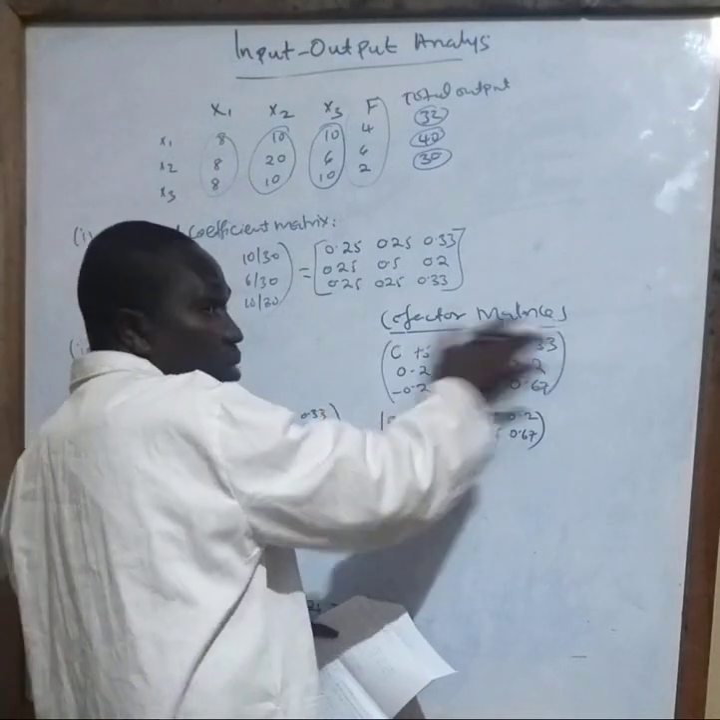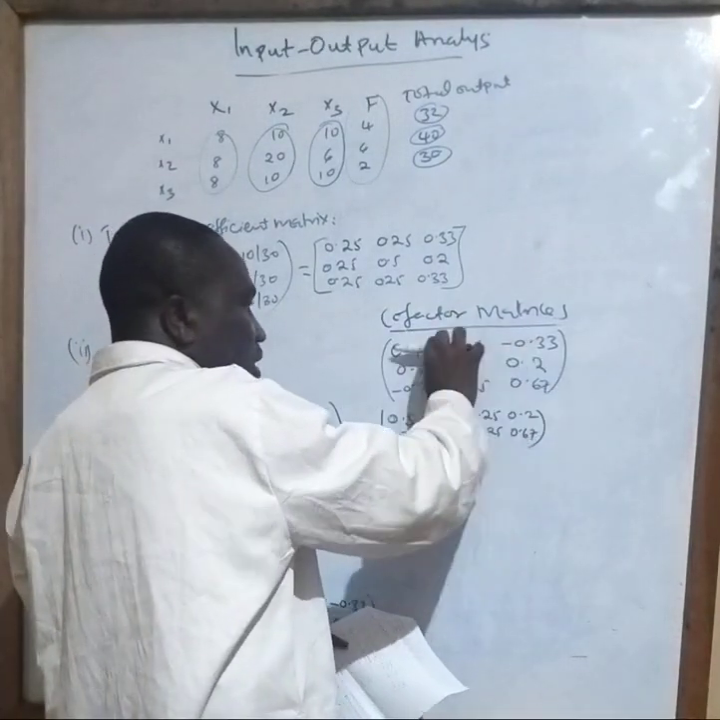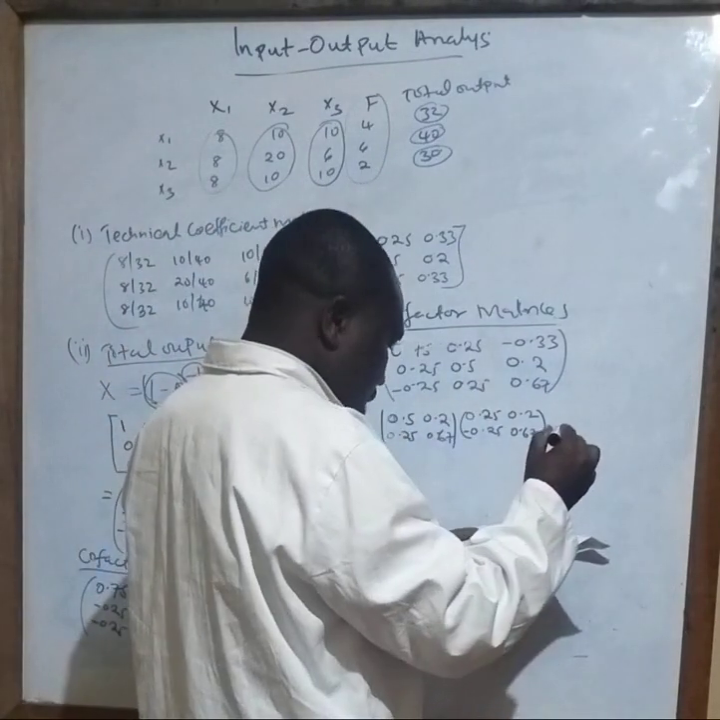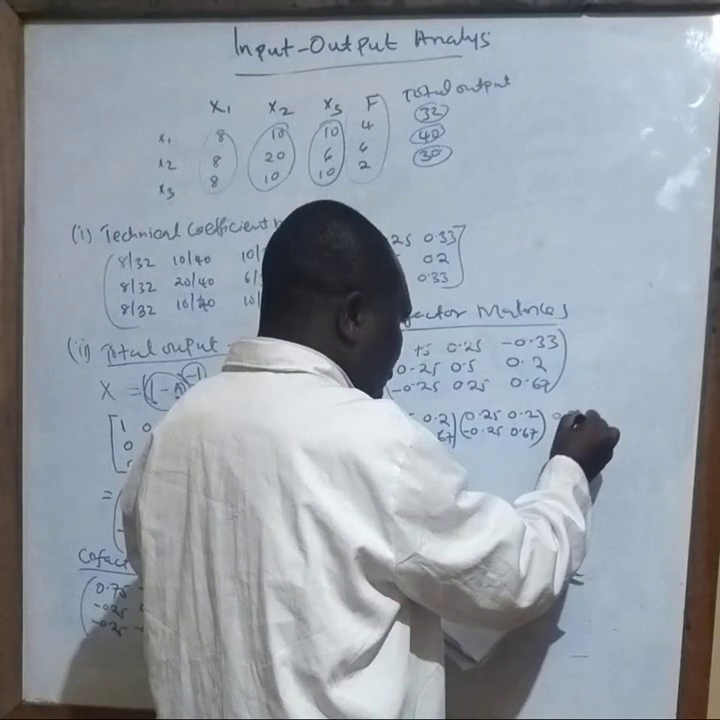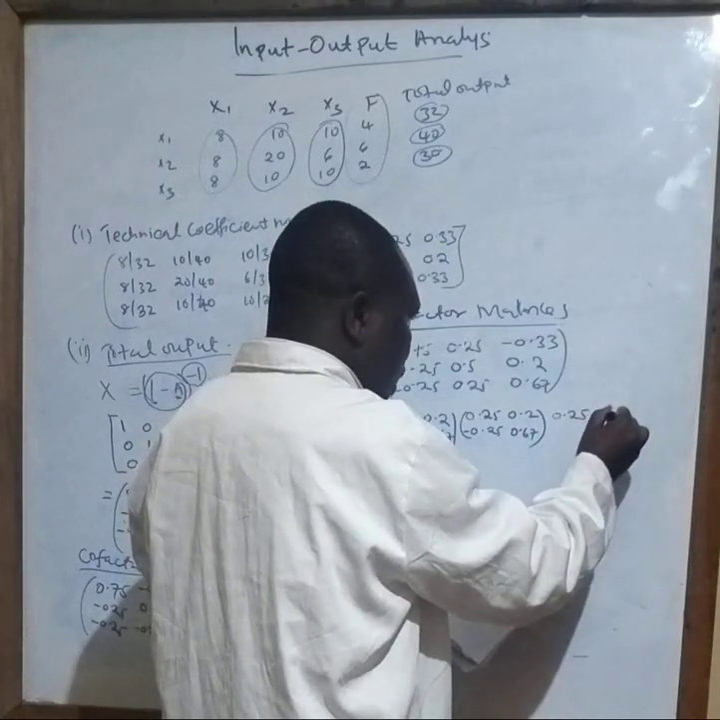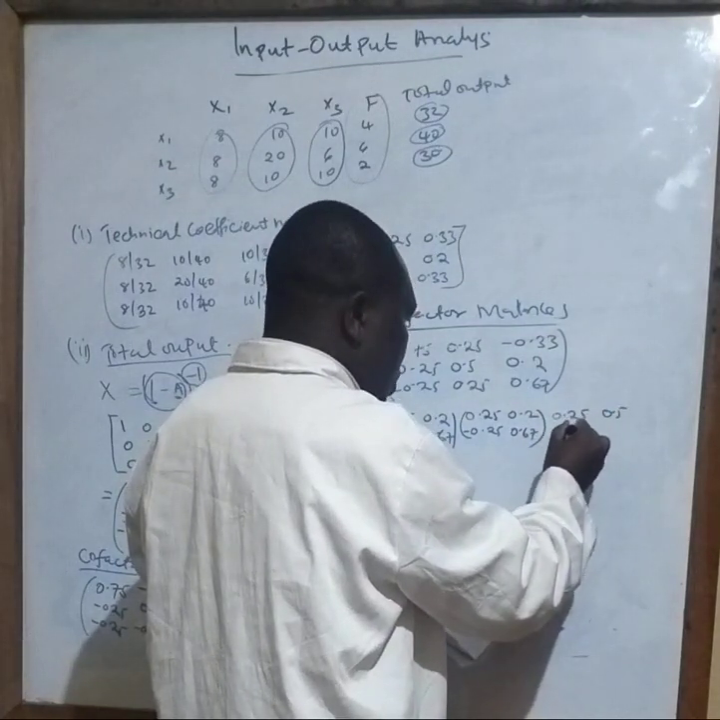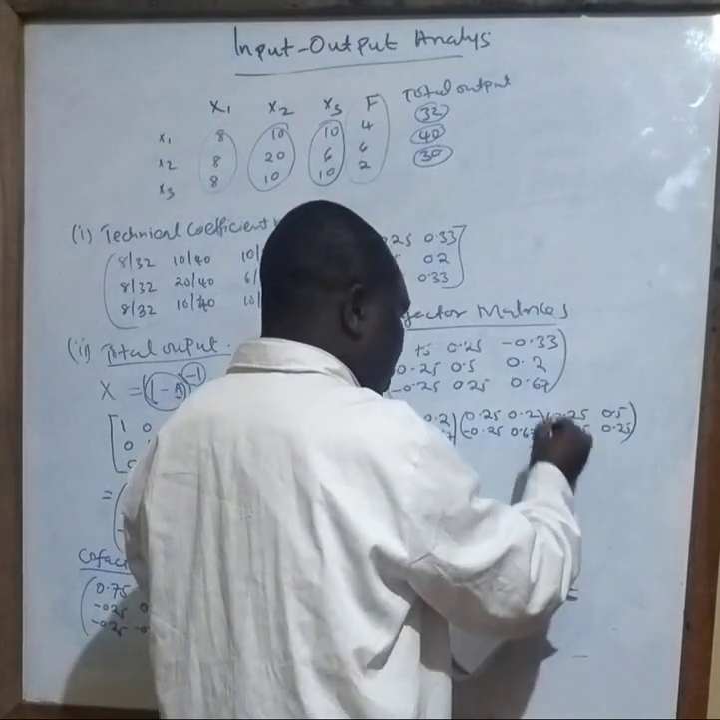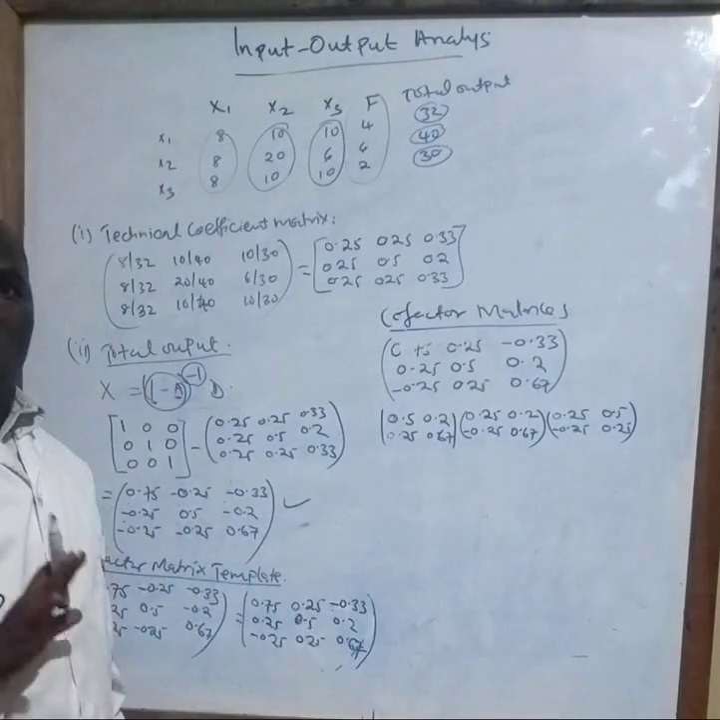The first column, we are still in the first row. We are closing the first row and this one, so we will have this. So this gives you now 0.25, 0.5, negative 0.25, and 0.25. So we are through the first row.